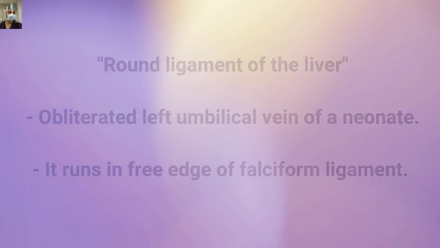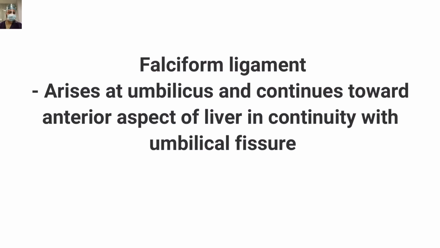In the free edge of the falciparum ligament there is a cord-like whitish structure, which is actually the round ligament of the liver. Basically, the falciparum ligament arises at the umbilicus, so that all of you understand the fetal anatomy, and it continues towards the anterior aspect of the liver in continuity with the umbilical fissure. So from the umbilicus to the umbilical fissure, there is the falciparum ligament.